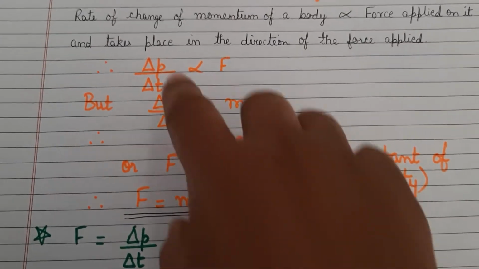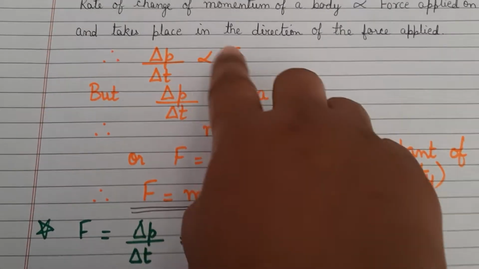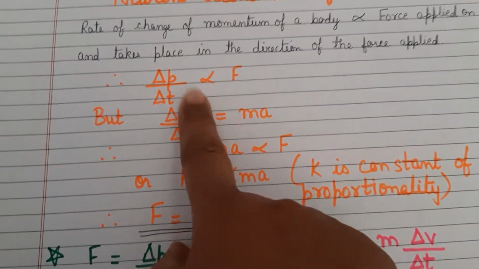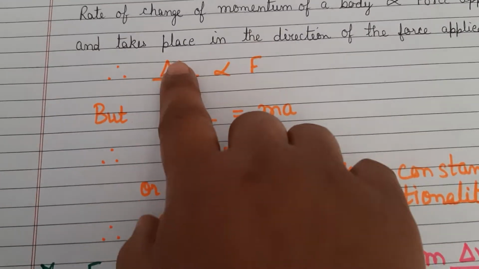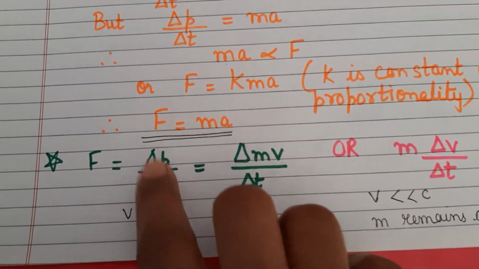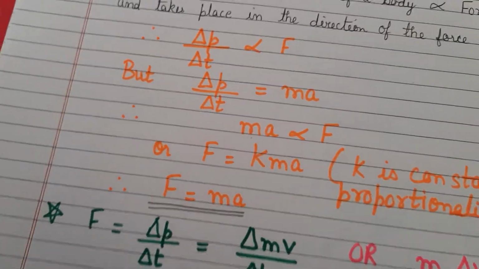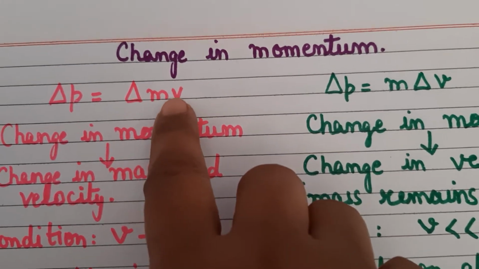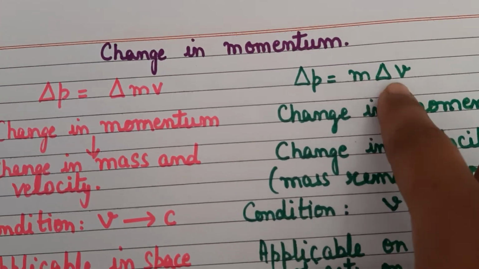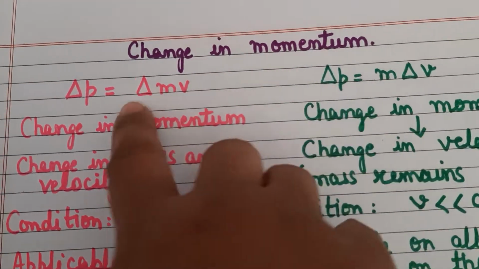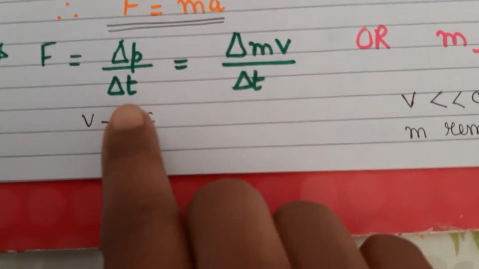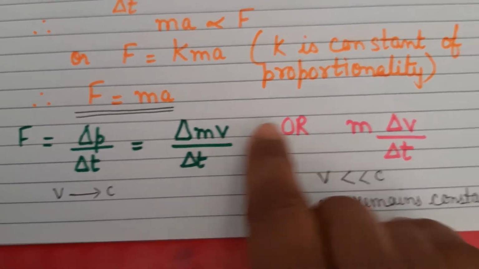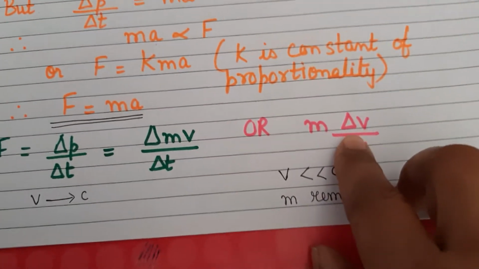Right, children? And again, if I pick up the same thing, that is F is proportional to delta P upon delta T from the statement of Newton's second law. Now, it has two conditions, children. You remember, I told you, delta P has two conditions. One is delta mv and the other is m delta v. When I substitute this in the formula, I can write delta P as delta mv, or I can write delta P as m delta v.